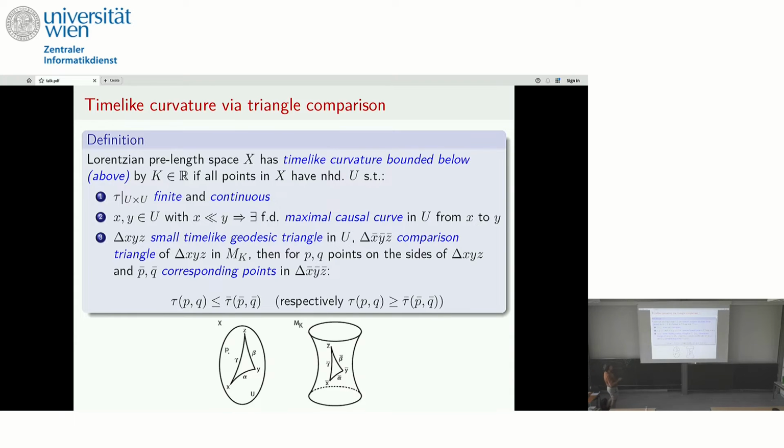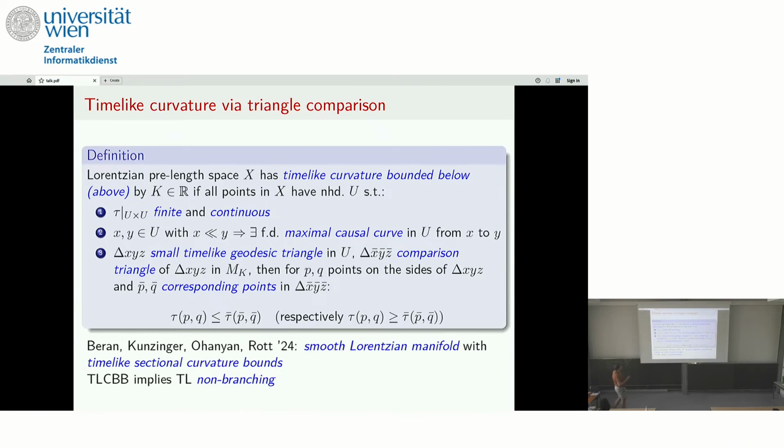So you really flip: for curvature bounded below, the time separation is bounded above. And similar for time-like curvature bounded above, you have the other inequality. And then recently, colleagues here in Vienna, Beran, Kunzinger, Ohanian, Roth, showed that if you have a smooth Lorentzian manifold with time-like sectional curvature bounds, so just bounds on the time-like sectional curvature, not the Alexander Bishop bound where you also have the space-like sectional curvatures, then this is equivalent to this triangle comparison.